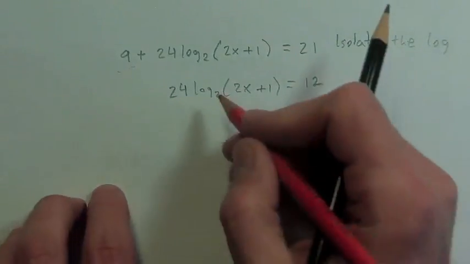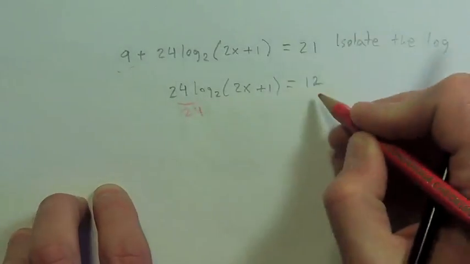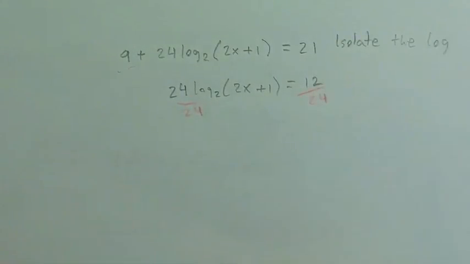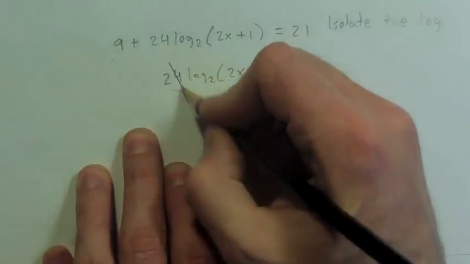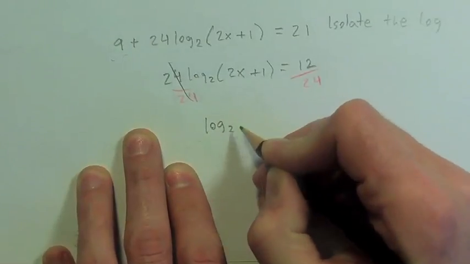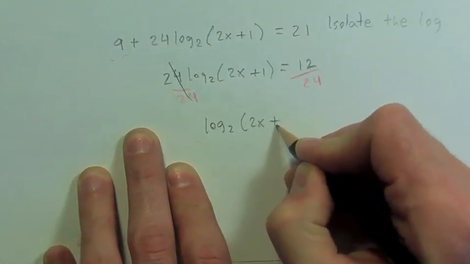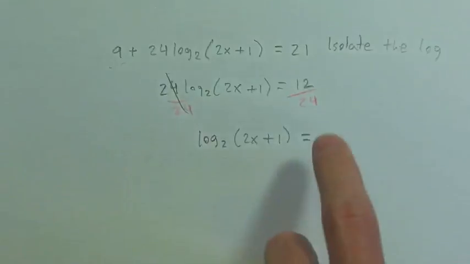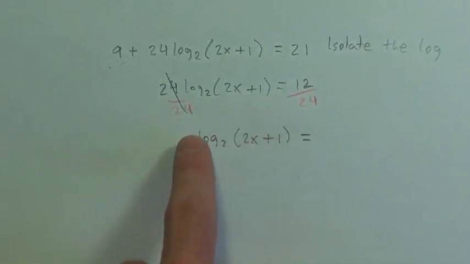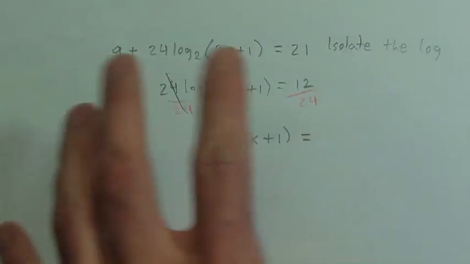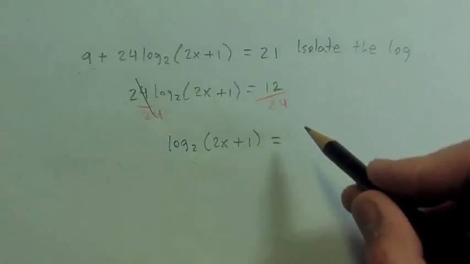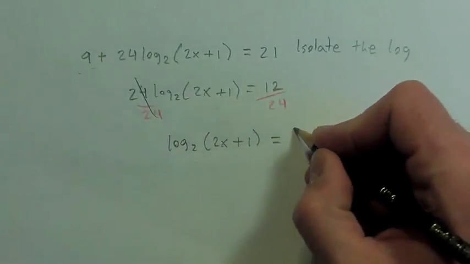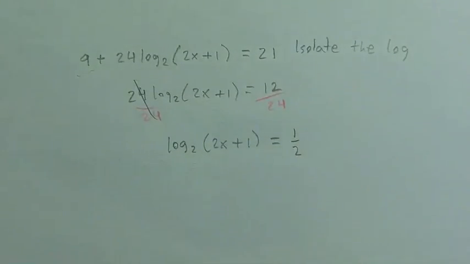So that's the trick here, is to make sure you get the log stuff all by itself on one side, everything else on the other. Now we're not messing with the inside, just the numbers around it. All right, 12 divided by 24, that will end up being 1/2.